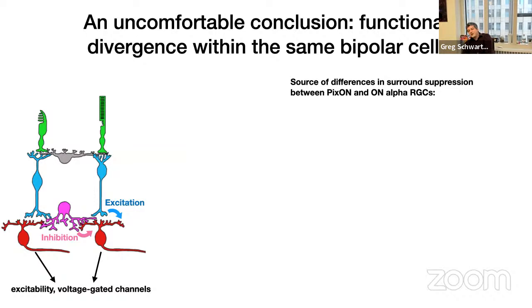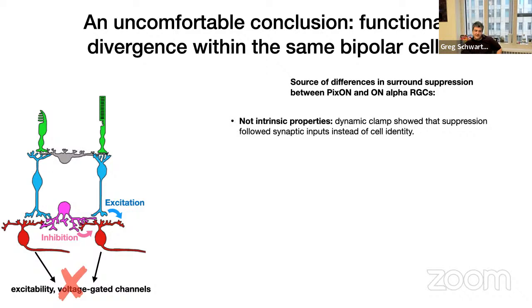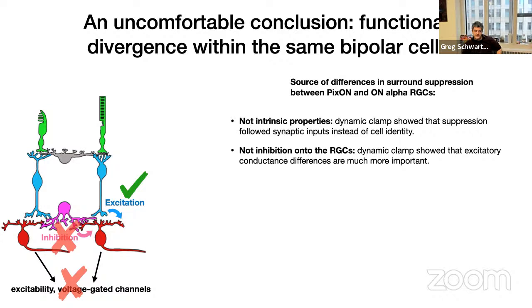Okay, so now we're at the uncomfortable part. Let me take you through the evidence here. We look for the source of differences in surround suppression between pixons and on alphas. We showed that it's not intrinsic properties, right? Dynamic clamp showed that suppression follows the synaptic inputs, not the cell. Then I showed you that inhibition is not all that important. Surround suppression comes mostly from excitation, but regardless, whether you believe it's functionally important or not, there's clearly different excitation to the two cells.